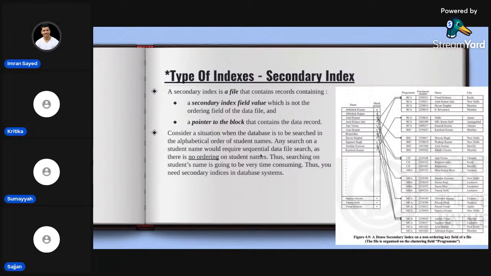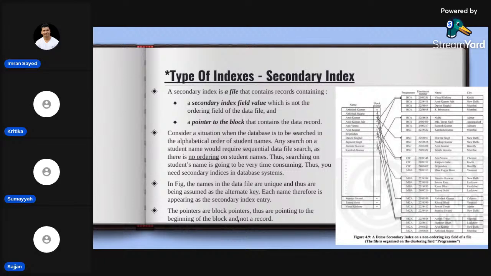Consider a situation when the database is to be searched in alphabetical order of the student names. Any search on the student name would require a sequential data file search, as there is no ordering on the student name. Thus, searching on the student name is going to be very time consuming. Thus, you need secondary indexes in the database system. In this figure, names in the data file are unique, thus are being used as an alternate key, and each name therefore appears in the secondary index. Here the pointers are block pointers, pointing to the beginning of the block and not the actual records.